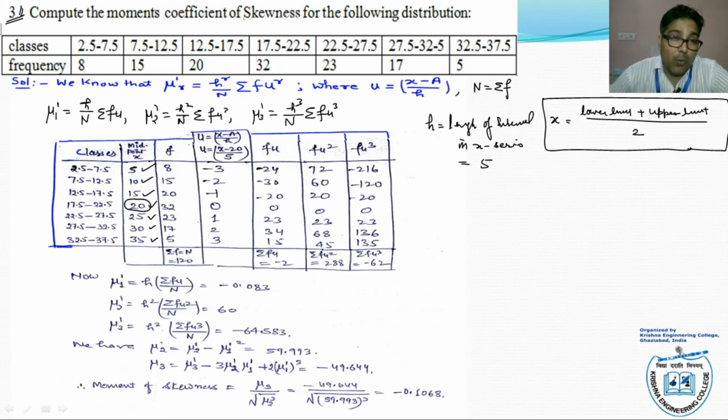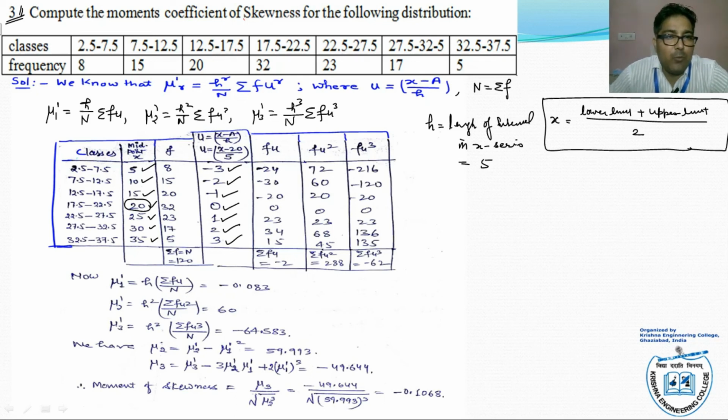So find the value of u corresponding to the value of x. For x equal to 5, 5 minus 20 divided by 5 becomes minus 3. 10 minus 20 divided by 5 becomes minus 2. 15 minus 20 divided by 5 becomes minus 1. 20 minus 20 divided by 5 becomes 0. 25 minus 20 divided by 5 becomes 1. 30 minus 20 divided by 5 becomes 2. 35 minus 20 divided by 5 becomes 3. So we can easily find the value of u.